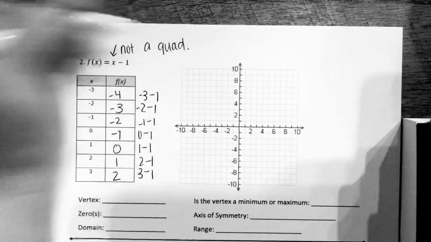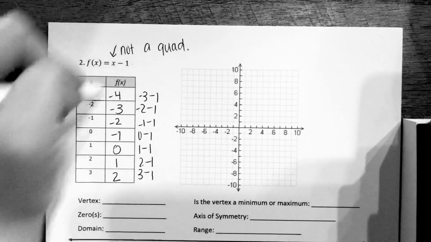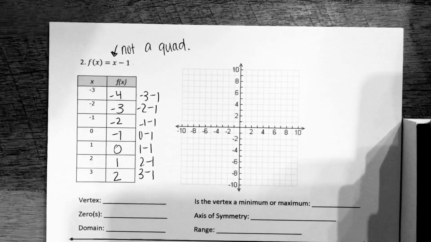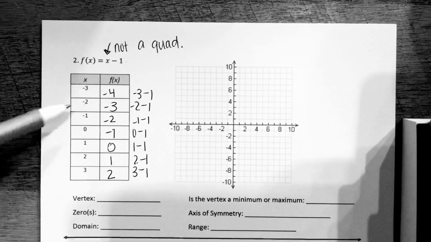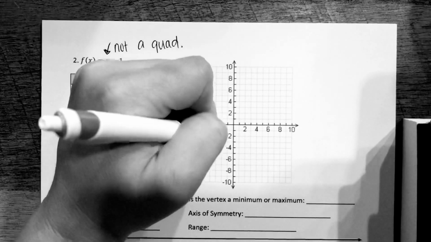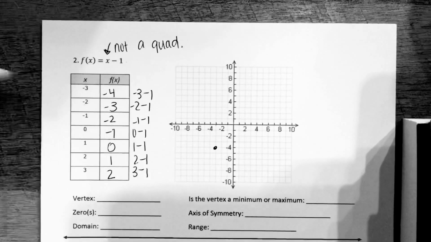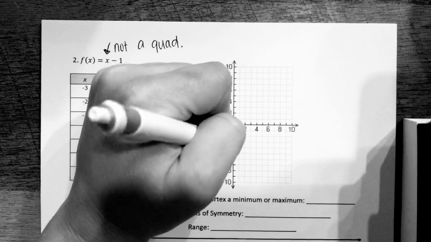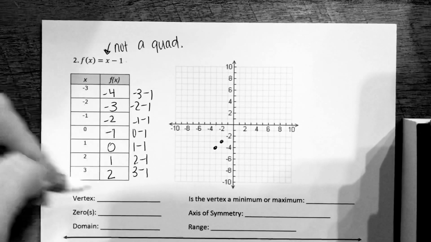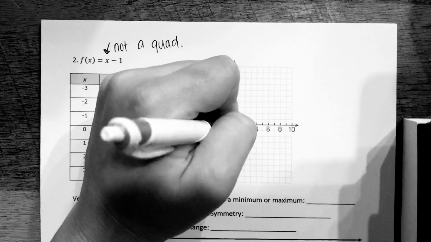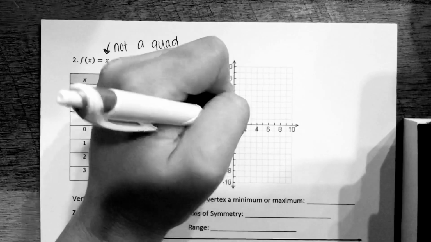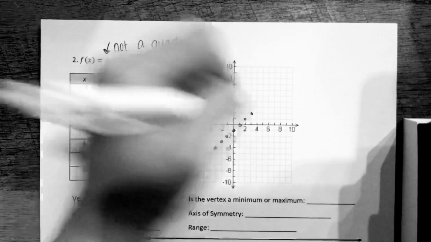And the reason we put this in here is to remind you guys that we can't be in robot mode. We can't just assume that it's always going to be a quadratic function because we're discussing quadratics. So we're going to look at a couple of key features once we graph this function. So if I go -3, -4, and then -2, -3, again, I'm just plotting these points that I've created here. -1, -2, 0, -1, 1, 0, 2, 1, 3, 2.